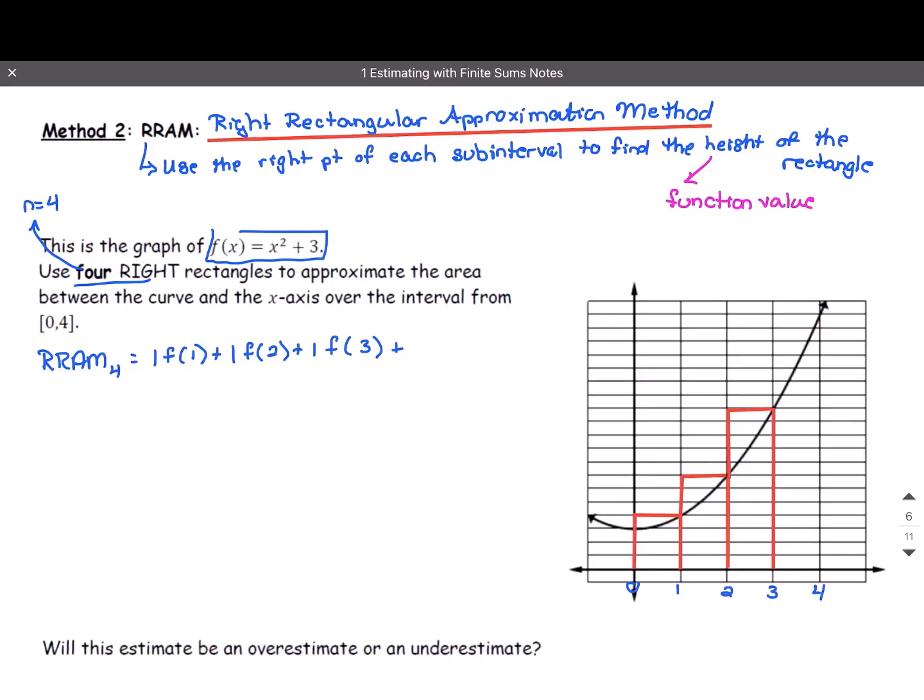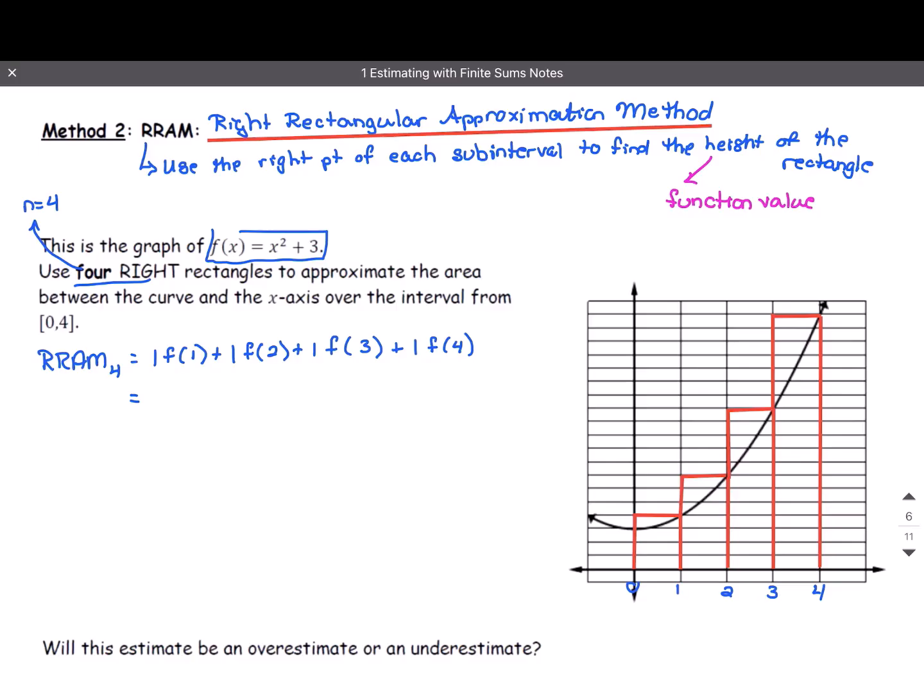And the last interval from 3 to 4, 4 is on the right end, so we use 4 to find the height. Follow it back to the beginning of that interval and down to 3. That change from 3 to 4 is 1, so the base is 1, and we're going to use 4 in the function to find the height of the rectangle. Awesome. So again, 1 times anything is the anything, so I don't need to worry about it.